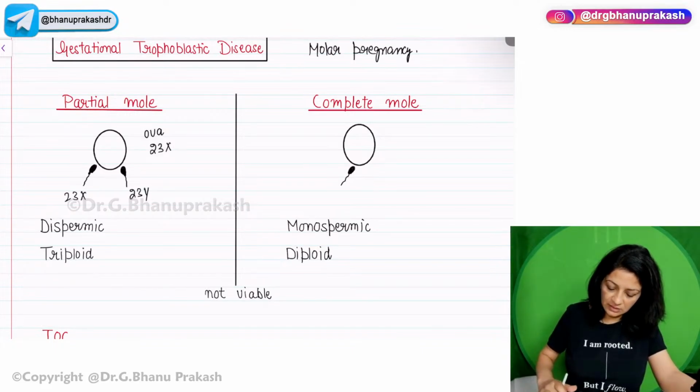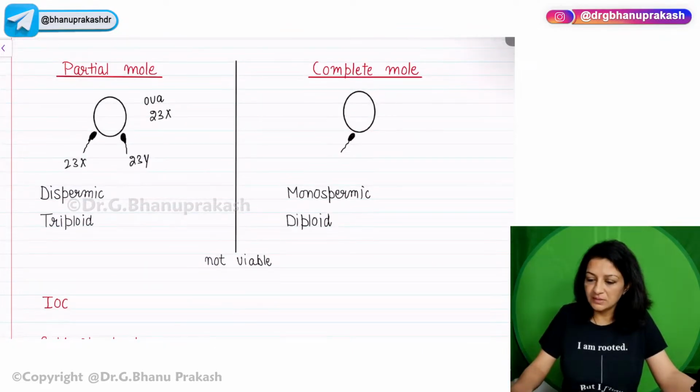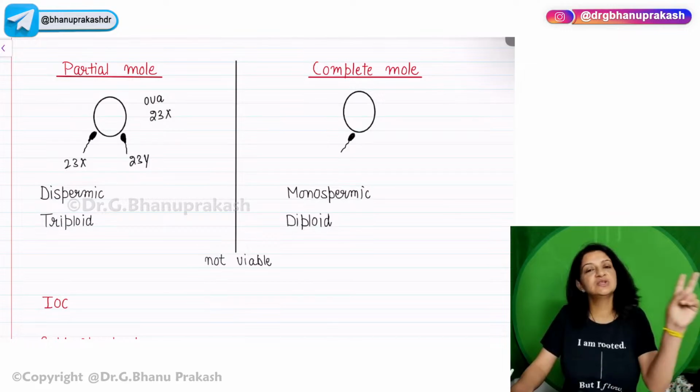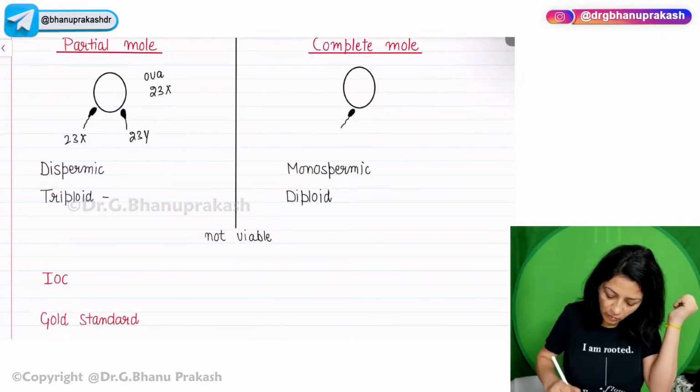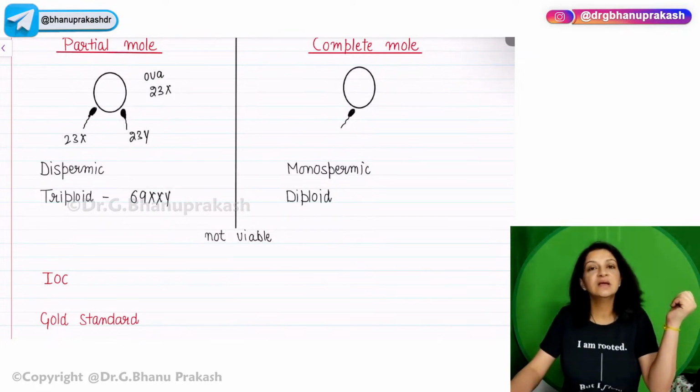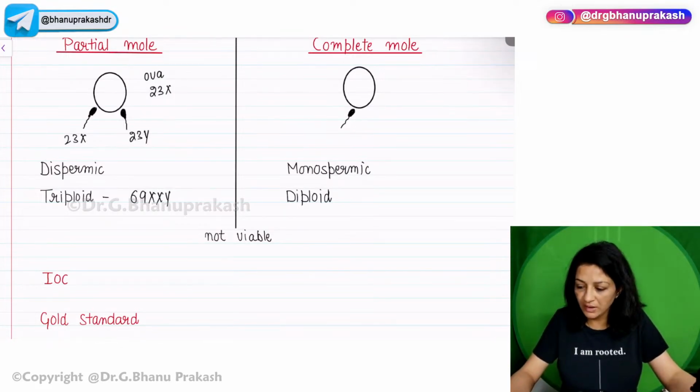So this is dispermic. Dispermic means fertilization of one ova with two sperms, and this is called triploidy, 69 XXY, most commonly.